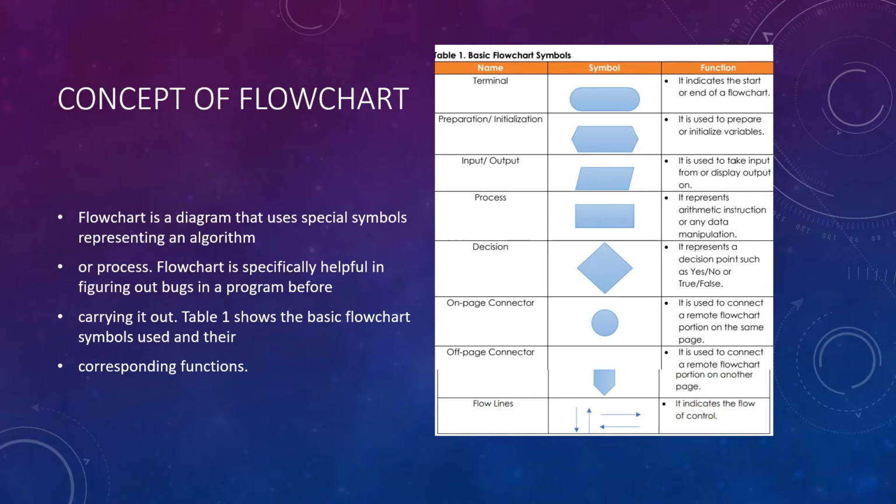On-page connector. It is used to connect a remote flowchart portion on the same page. Off-page connector. It is used to connect a remote flowchart portion on another page. Flow lines. It indicates the flow of control.